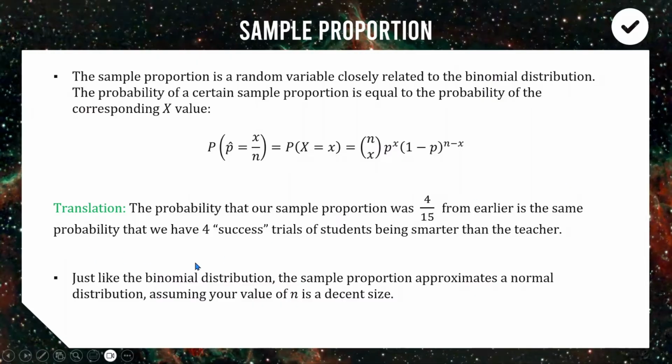Okay, just like binomial distribution, the sample proportion approximates normal, like I said, assuming that your n is a decent size. So it's only going to be pretty bell curve shaped if you have a large sample size, otherwise it'll be all janky.